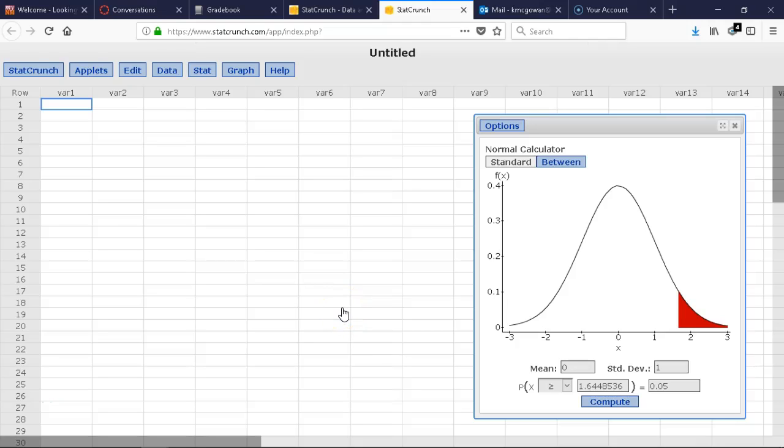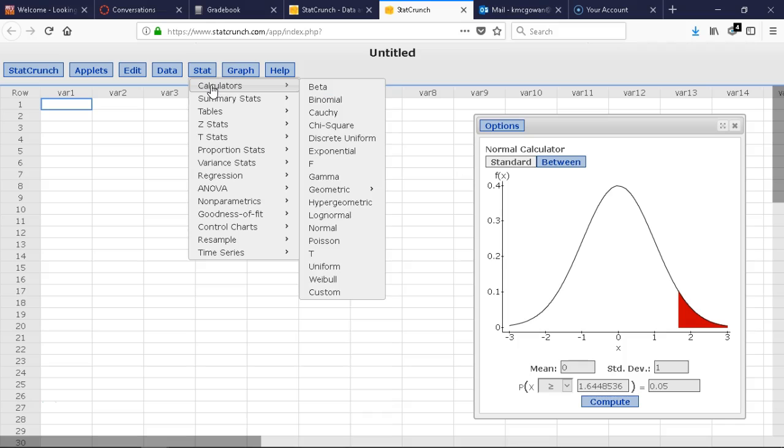Okay, so here's an explanation of one-tail and two-tail critical values. Now I have the normal calculator up here. I just got that from Stat Calculators Normal. And so I'm here with the normal calculator. The t-distribution calculator works pretty much exactly the same way. You just have to specify degrees of freedom. But the instructions I'm giving you here should apply for both.